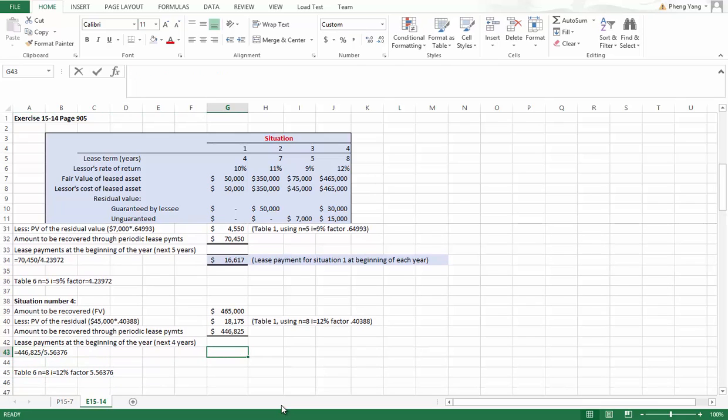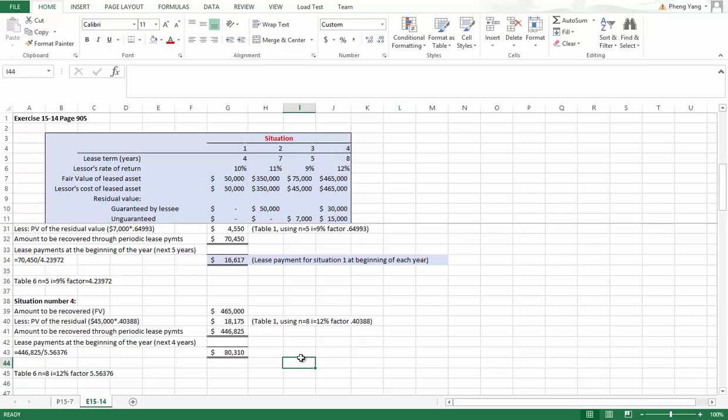Okay, so let me put my formula in. 446,825 divided by 5.56376 is 80,310. That is my lease payment at the beginning of each year for scenario 4.